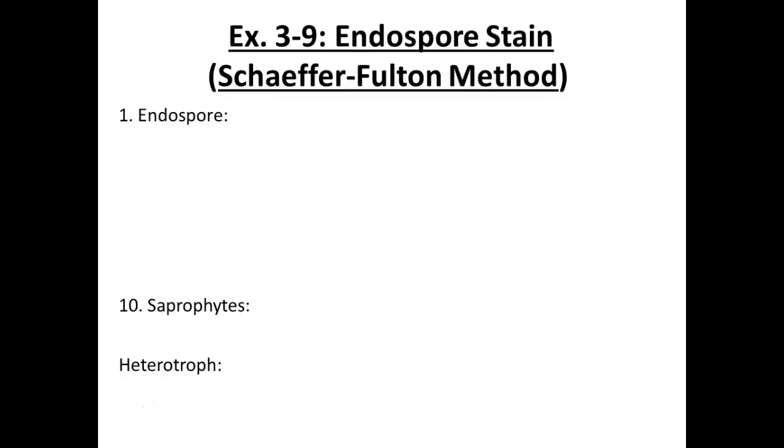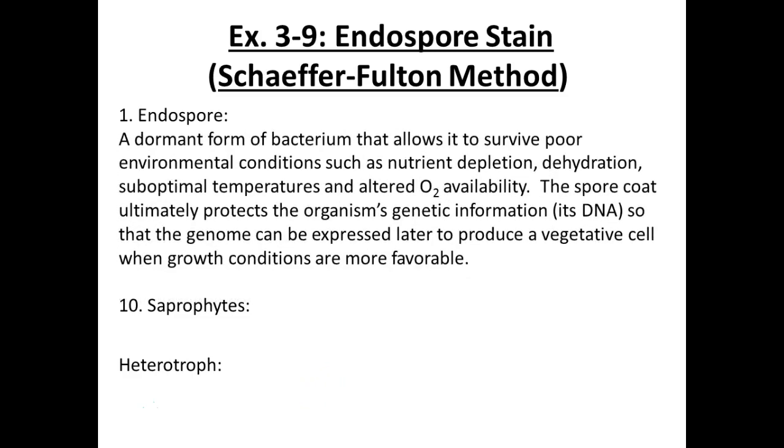The last one is the endospore stain. These are unique again to bacteria, these structures. So they're dormant. Usually when we say spores, we're talking about reproduction. In this case, it's not. It's a dormant cell type. So they're just kind of chilling while things are bad, right?